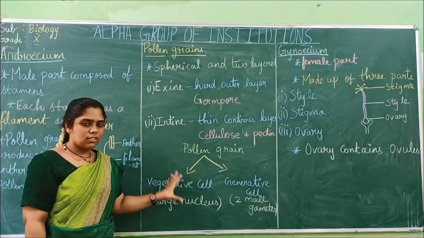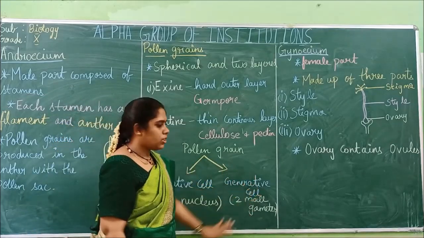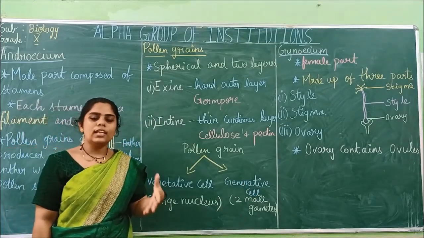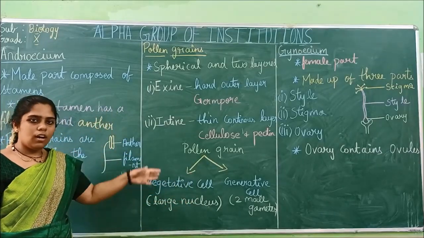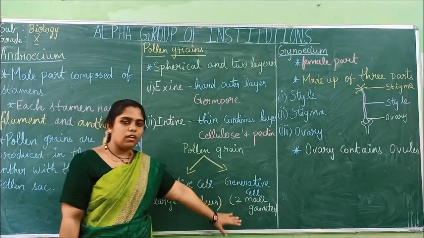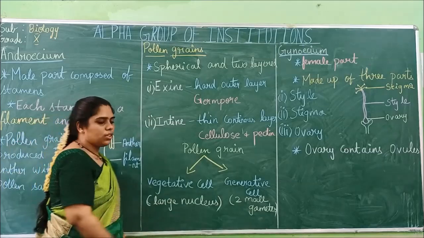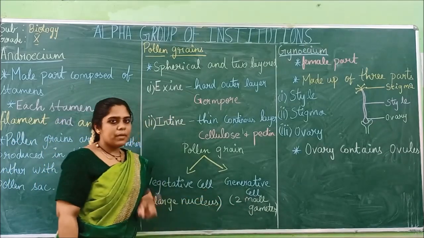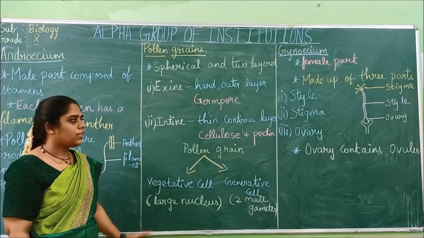So the vegetative cell is the body cell, and this is the sex cell, the reproductive cell. Like we have body cells, somatic cells, and sex cells, the vegetative cell is for the outer parts, the body cells, and this is for reproduction. So the vegetative cell has a large nucleus and generative cells have two male gametes inside them. So these are the points on pollen grains.